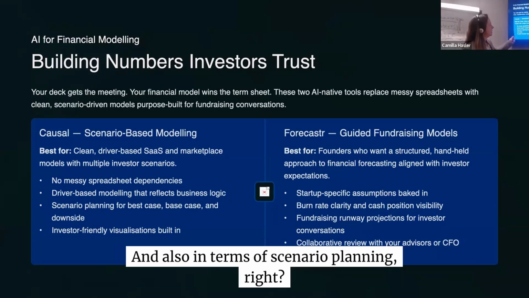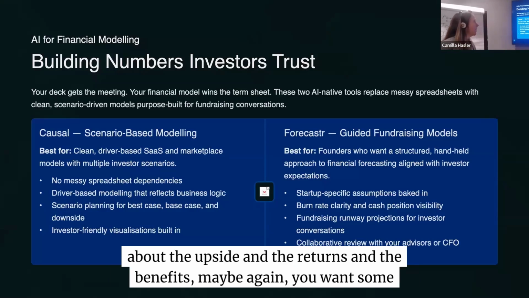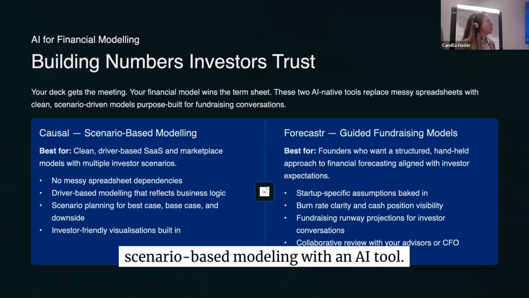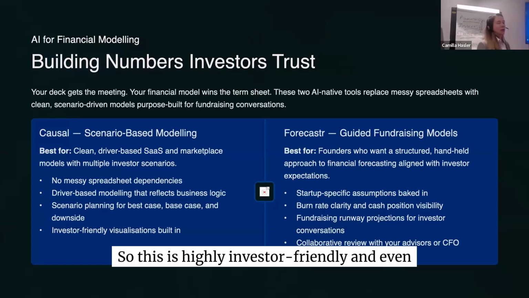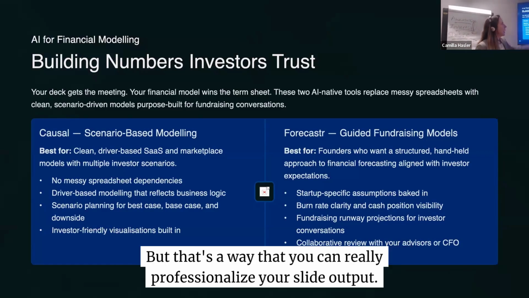And also in terms of scenario planning, right? So if you need a best case or a worst case, if they move ahead and you want to be realistic about the upside and the returns and the benefits, maybe you want some scenario-based modeling with an AI tool. So this is highly investor friendly. And maybe you just want 1-2 slides from this, and then you want to lift that into your current pitch deck. But that's a way that you can really professionalize your slide output.